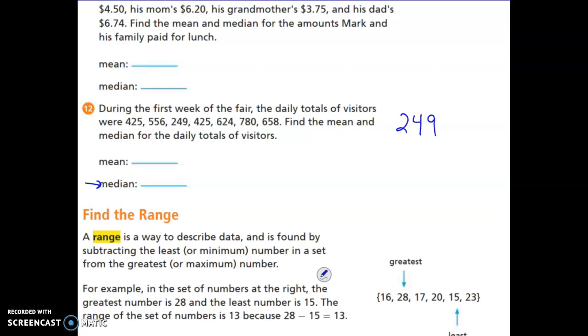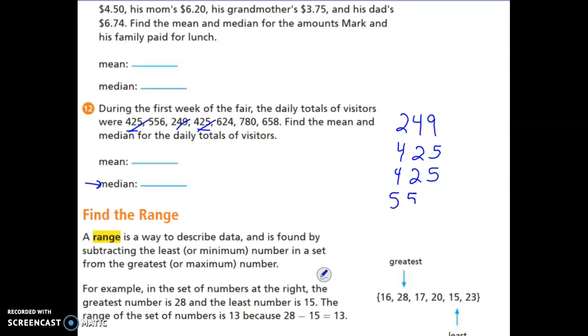Now, if you have a really long list of numbers to keep track of, here's a tip. Just cross it off when you've used it already, and then you don't have to look at it anymore, and it makes your list a little shorter. So now I'm looking at the next numbers, and I see two numbers that are in the 400s. Those are the next biggest numbers. So I'm going to write those down twice. If they appear twice, I write them twice. If they appear 3 times, I write them 3 times. As many numbers as that number appears, you have to write it down. You can't just write it down once. Cross them off. So now I'm left with 556, 624, 780, 658.